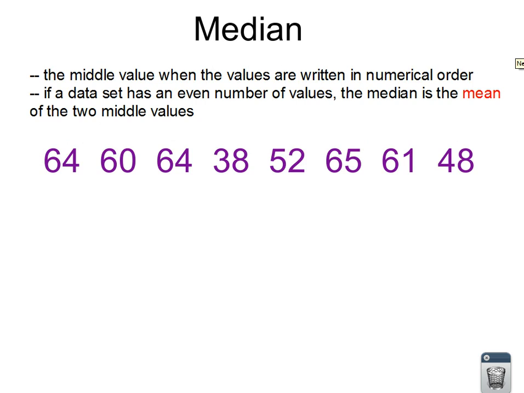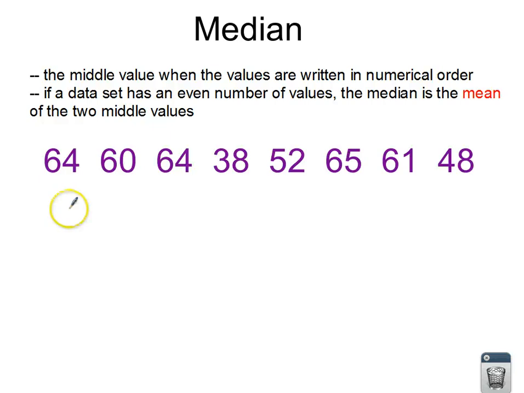Okay, the median is a little different. The median is the middle value. This median is the middle value when they are written in numerical order, from left to right. So let's start off by doing that. Let's put them in number order from left to right.